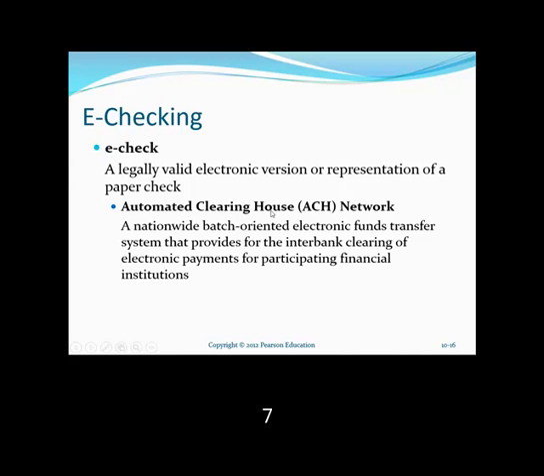So an e-check is a legally valid electronic version or representation of a paper check. So e-checks are the electronic equivalent of paper checks. They are handled in much the same way as paper checks and rely quite heavily on the automated clearinghouse network. Okay, so that is a nationwide batch-oriented electronic fund transfer system that provides for the interbank clearing of electronic payments for participating financial institutions. So e-checks offer a number of benefits, okay, including speedier processing.